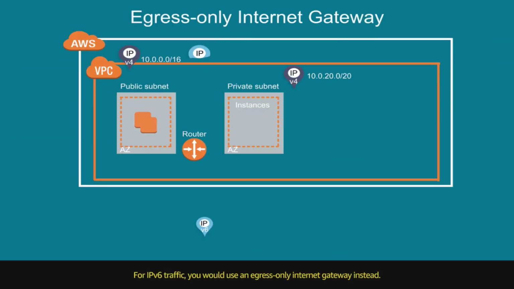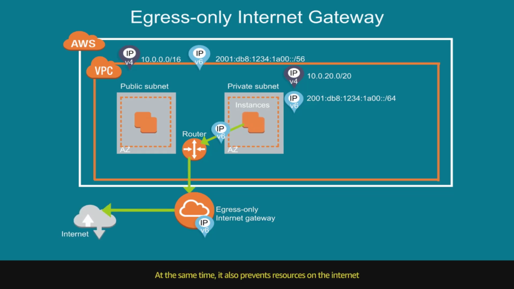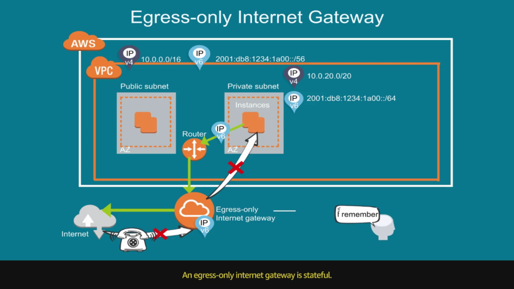For IPv6 traffic, you would use an egress-only internet gateway instead. It allows outbound communication over IPv6 from instances in your VPC to the internet. At the same time, it also prevents resources on the internet from initiating communication with your instance directly. An egress-only internet gateway is stateful.